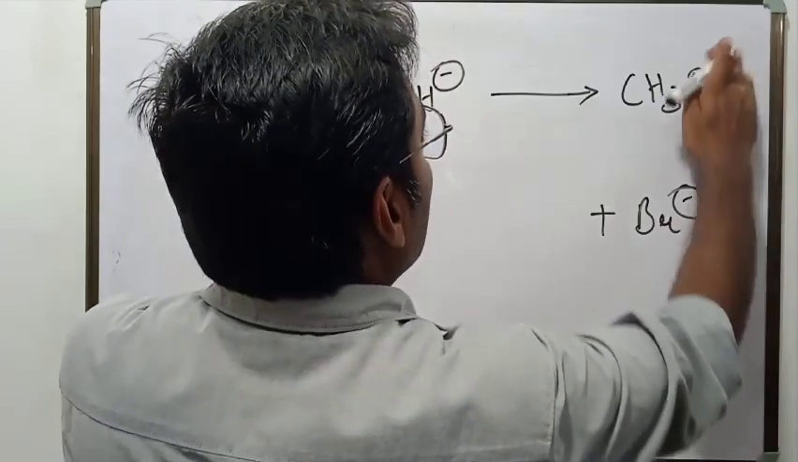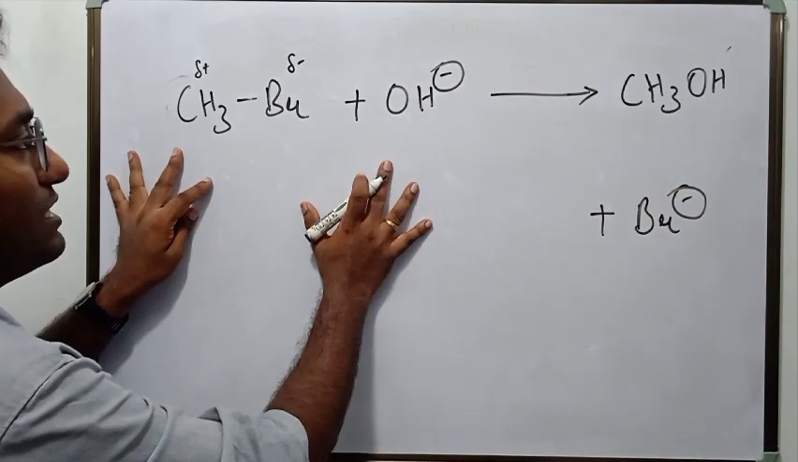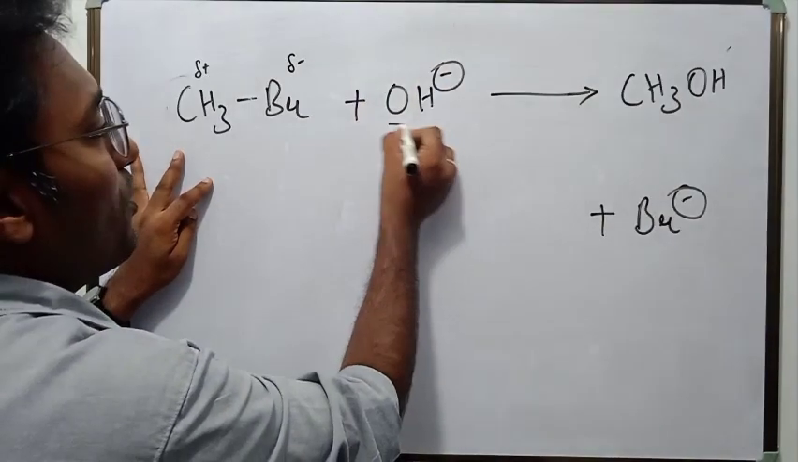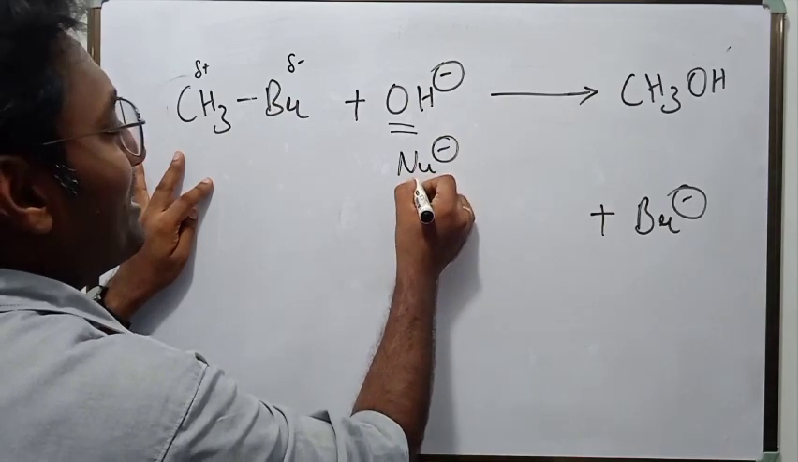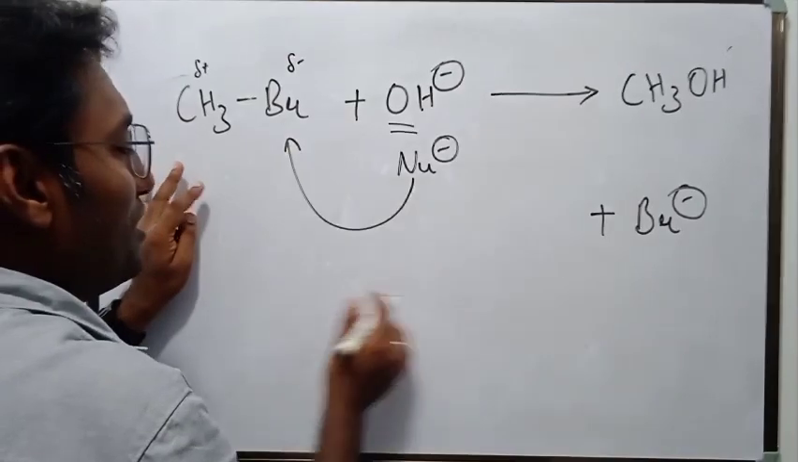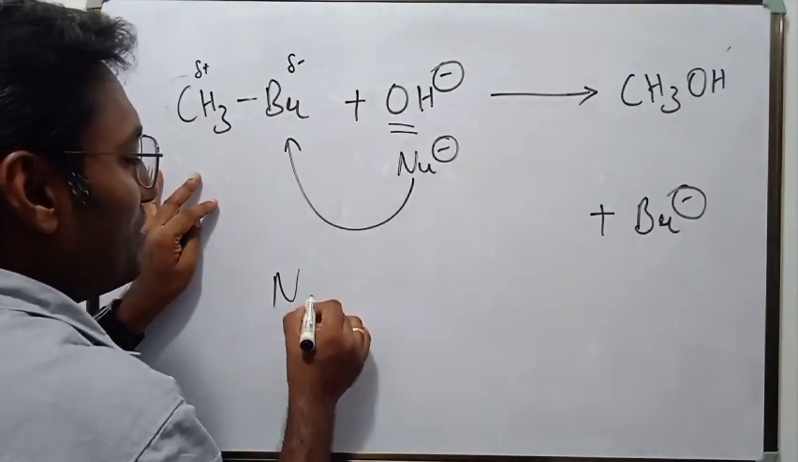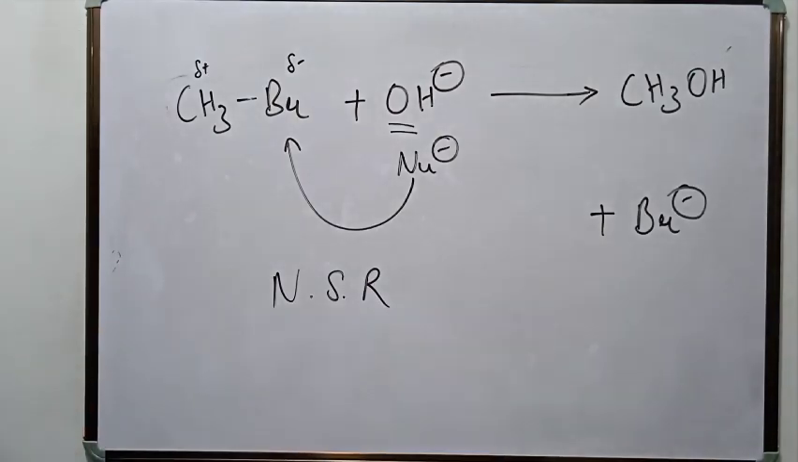So methanol results. What has happened in this reaction? Which is the nucleophile? OH is the nucleophile, and what has it done? It has done the substitution. It has substituted another nucleophile. So therefore, nucleophilic substitution reaction. So this is what nucleophilic substitution reaction is.